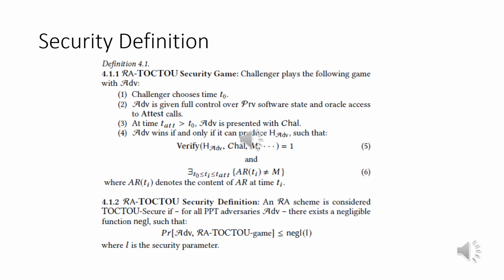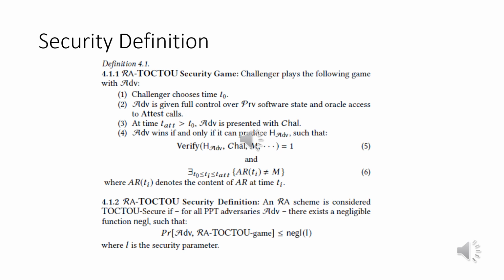This definition captures the notion of TOCTOU security. The game formalizes a threat model where the adversary controls the prover's entire software state, including the ability to invoke the attest function at will. The game starts with the challenger choosing a time t0. At a later attack timing, the adversary receives the challenge and wins the game if it can produce H that is accepted by the verifier as a valid response for expected attested range value M.